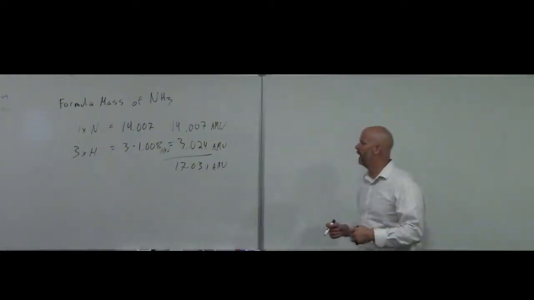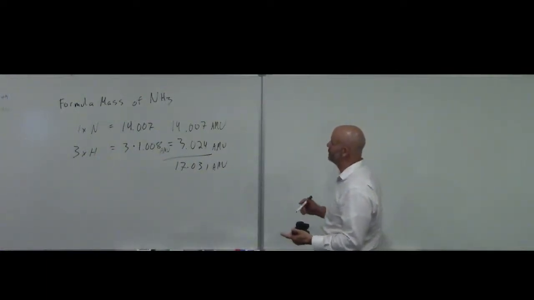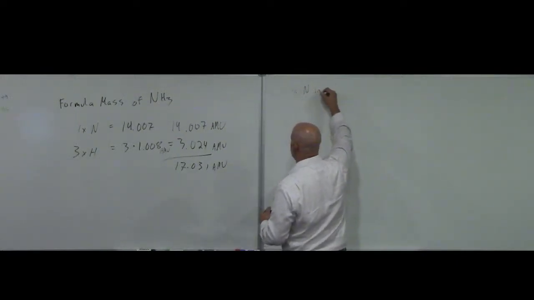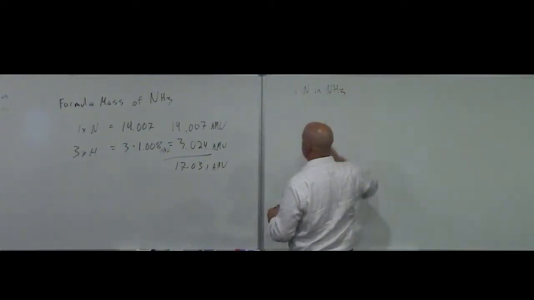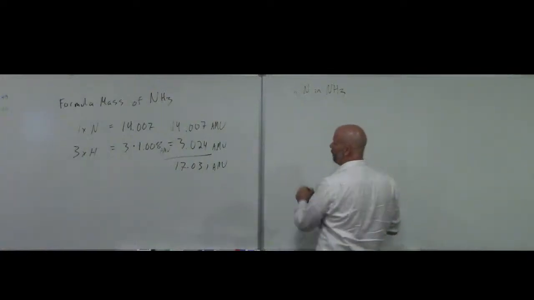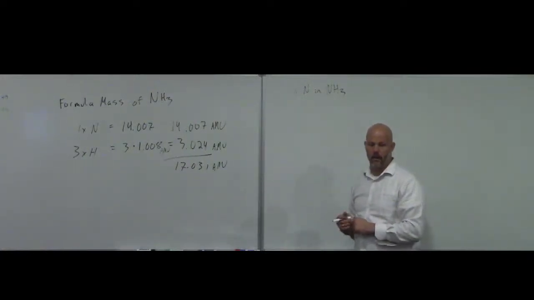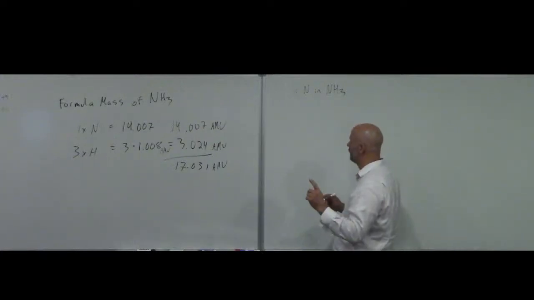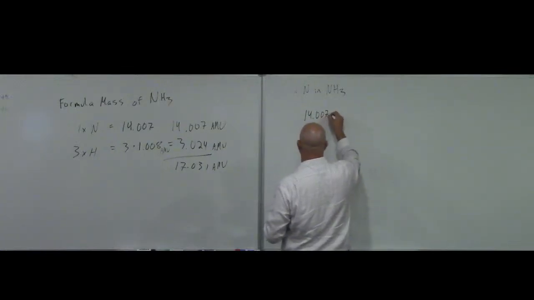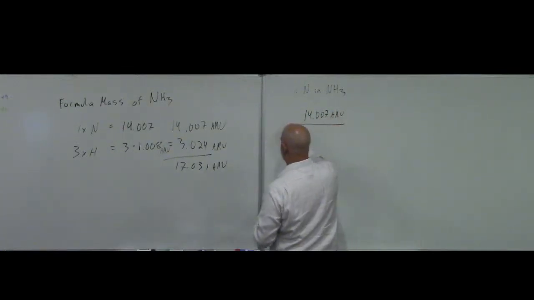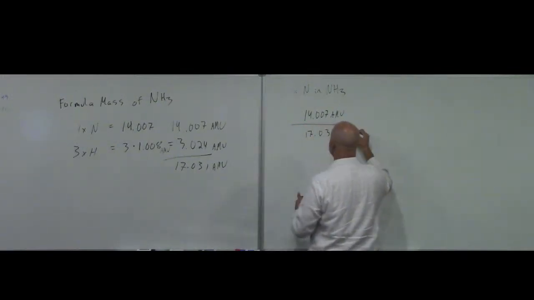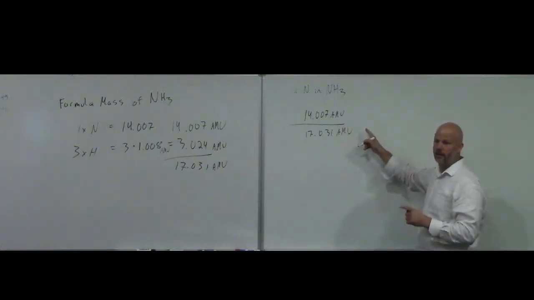Now let's do a quick percentage. Okay, let's do nitrogen. So I want to know the percent nitrogen in NH3 by mass, okay? So to do that, what's my formula? Mass of nitrogen divided by the mass of NH3. That's it. So it becomes pretty easy. 14.007 AMU divided by 17.031 AMU. And what do I have to do with this? Because I'm not done, right? Multiply by 100.